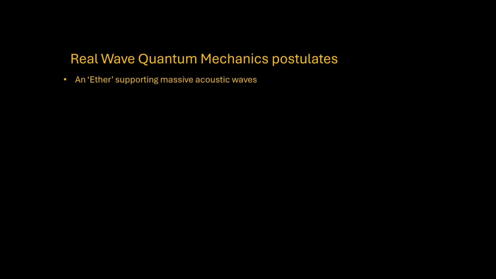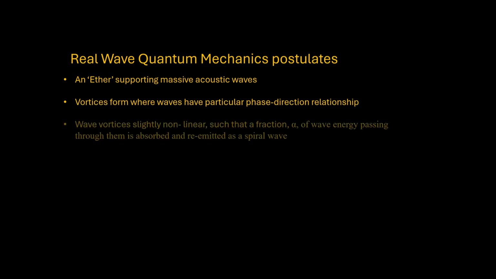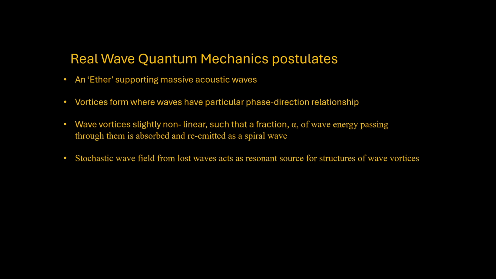So in summary, we hope to find a stable structure of interacting vortices containing spin angular momentum whose overall form is controlled by potentials whose effect is to modify the local resonant gains from the all-pervasive stochastic wave field.